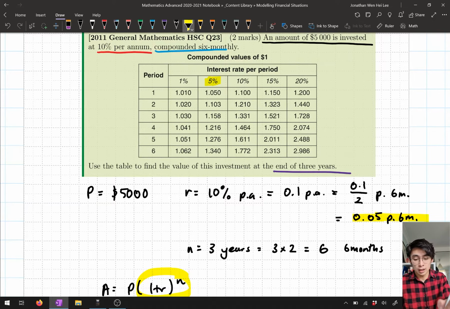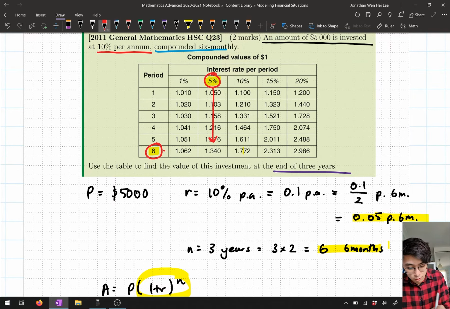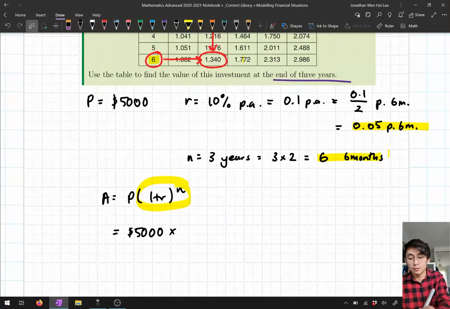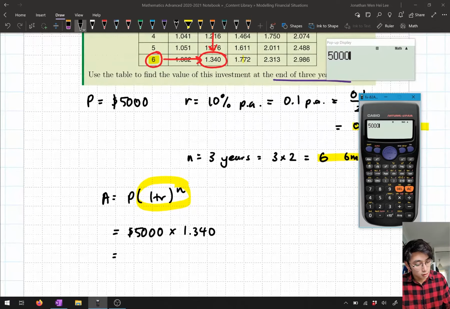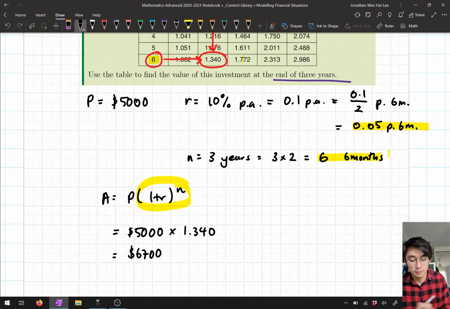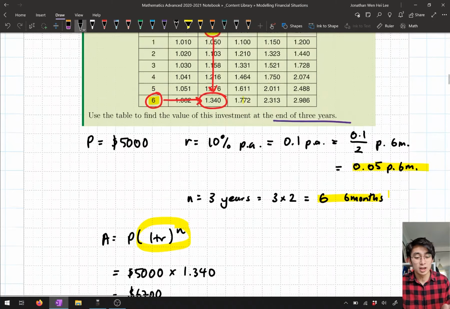Then I look on the left-hand side for the period. At the bottom here, I found that it was 6 lots of 6 months, so I go to 6. All I need to do is read off the intersection of these two, which gives me 1.340. Then I multiply 5,000 by 1.340, which gives me $6,700. This tells me that at the end of 3 years, this investment is going to be worth $6,700 just by reading off the table.